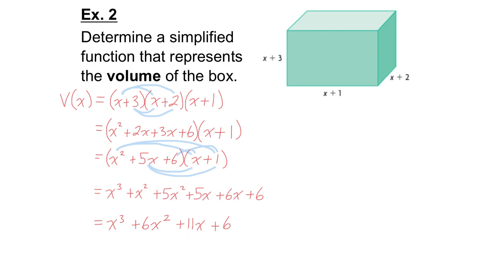Look for like terms and add them together. X cubed plus x squared plus 5x squared is 6x squared. 5x plus 6x is 11x. X cubed has no other like terms, and 6 has no other like terms. So this is the simplified function for the volume of the box.